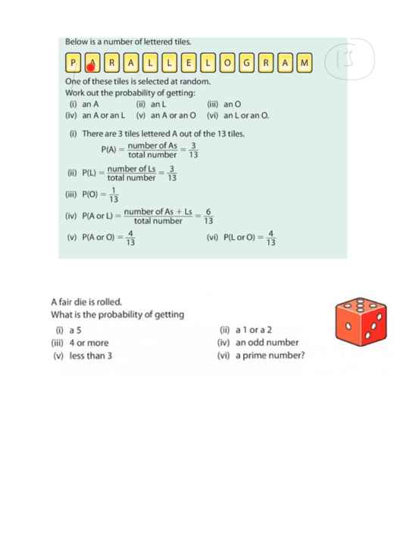The next one is an O. So you just simply go back to your list and you can see that the number of favourable outcomes of getting an O is 1. So it's 1 out of 13.